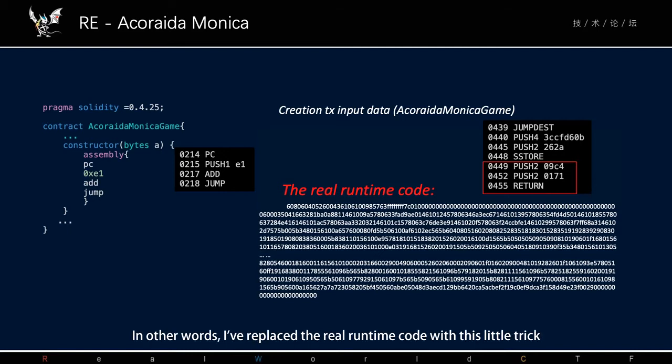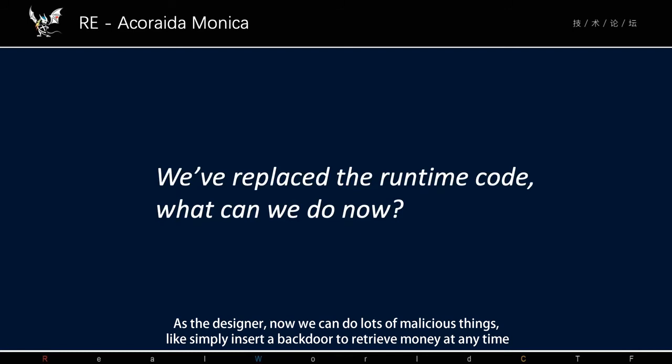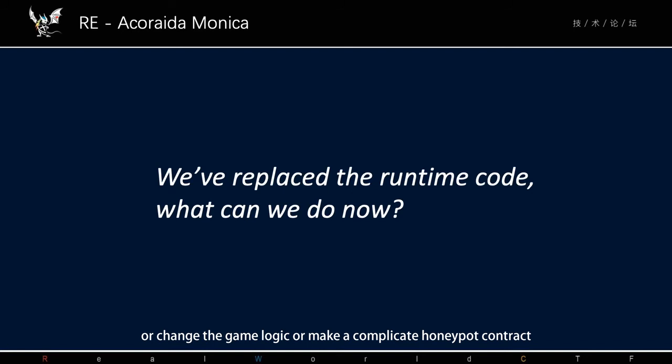In other words, I've replaced the real runtime code with this little trick. And this is the reason why we failed earlier during the warm-up. As a designer, now we can do lots of malicious things, like simply insert a backdoor to retrieve money at any time, or change the game logic, or make a complicated honeypot contract. Well, no worries. I'll demonstrate a possible way to utilize this type of honeypot.